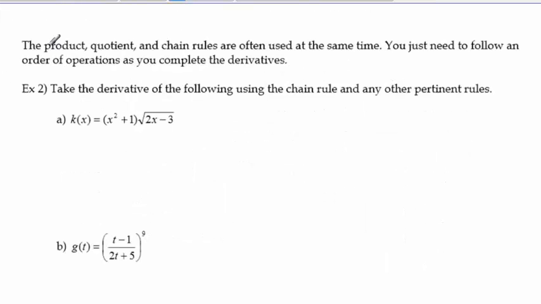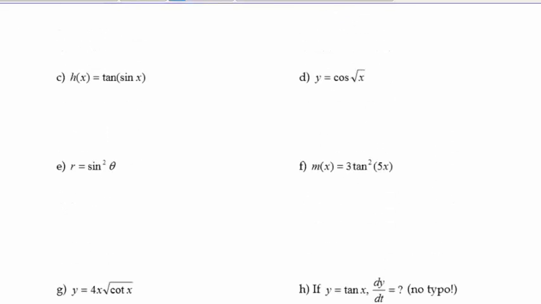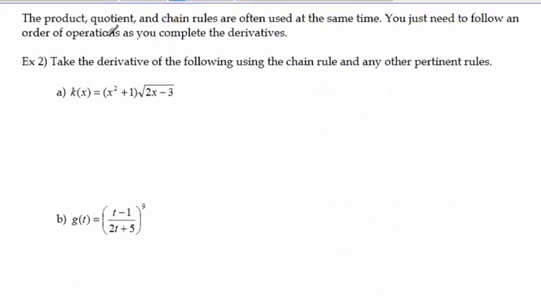Okay, next page. The product, quotient, and chain rules are often used at the same time. So you need to follow an order of operations as you complete the derivatives. Now, I didn't write you need to follow the order of operations. It's just that you need to kind of follow what's happening last, and that's the thing you take the derivative of first. We're going to take the derivative of the following using the chain rule and any other pertinent rules that come up. To shorten the notes, since we've got a lot of examples down here, I'm going to go through and just pick a choice few.